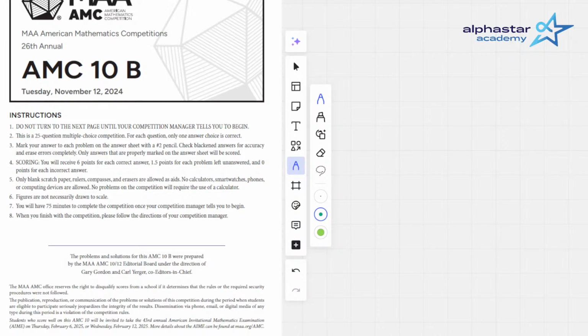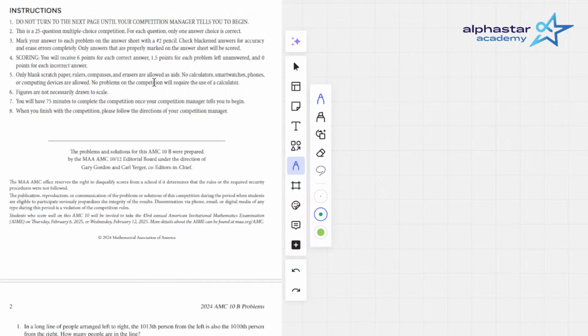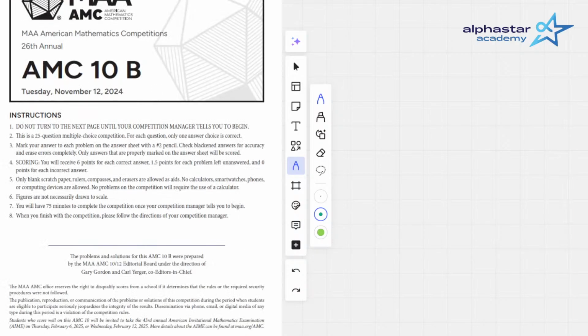Alright, welcome to the 10B LiveSolve. This will work very similar to the 10A LiveSolve. We will have 75 minutes. I'll be over here. Here's my workspace. I can draw here, and on the other side we'll have the problems. When it's time to start, we will flip over the page and we'll start the questions.